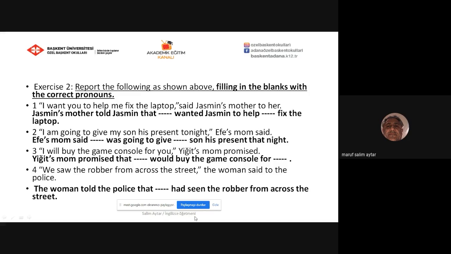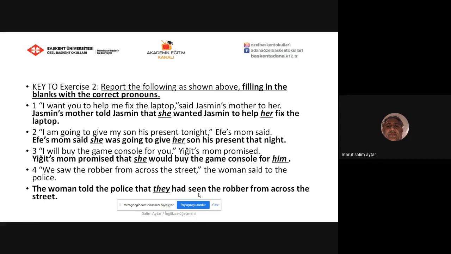"We saw the robber from across the street," the woman said to the police. The woman told the police that she had seen the robber from across the street. You can have a look at the key, actually. Is the time enough? Let's move to the next bit.